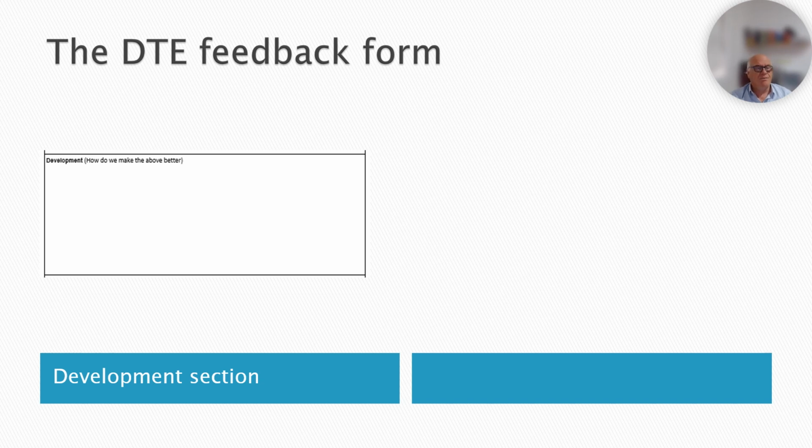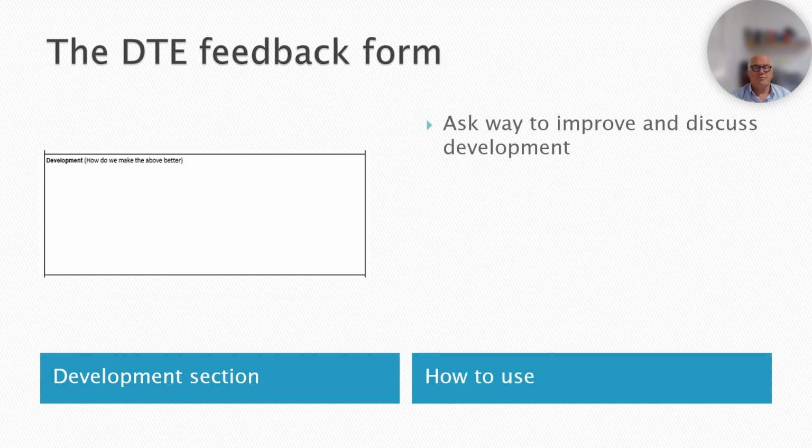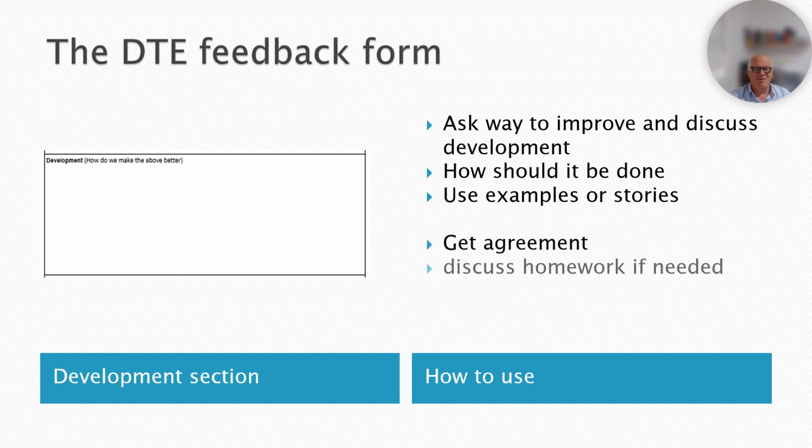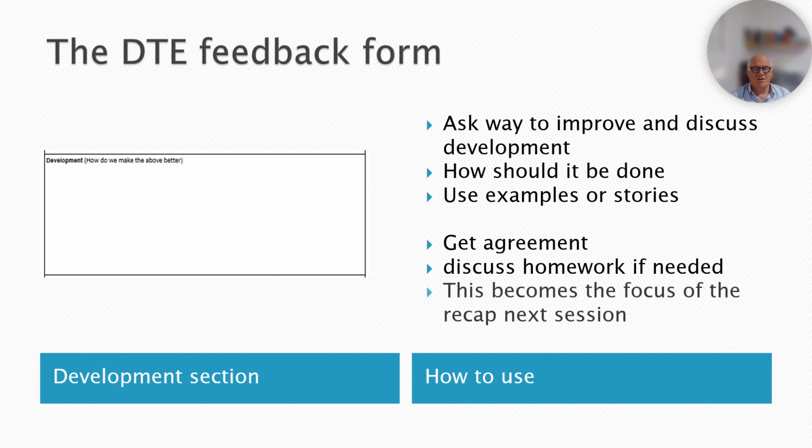They're now going to work out what it is they should do better, and they're going to agree with you what they're going to do between now and the next session in order to help that. And that's what it says here. How should it be done? Use examples or stories if you need of your own learners, or where it went wrong. Try to get them to see where the problem could be, and again, get agreement. Okay, very important. Get the agreement and discuss homework.